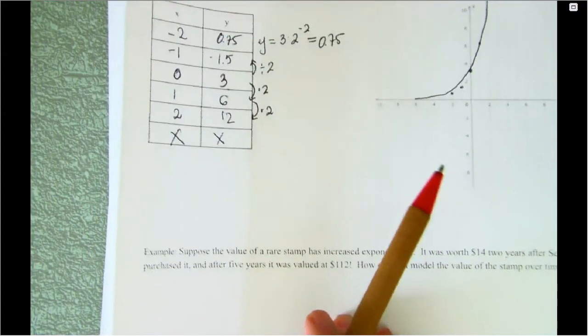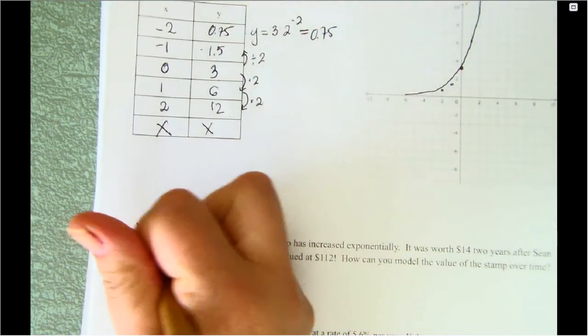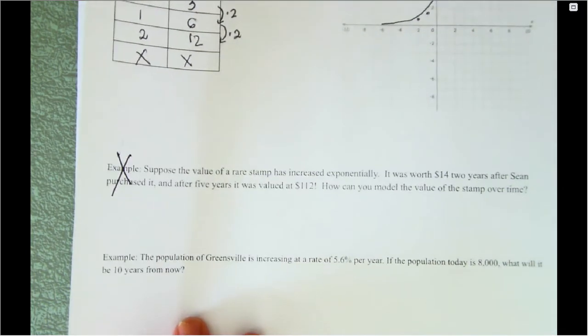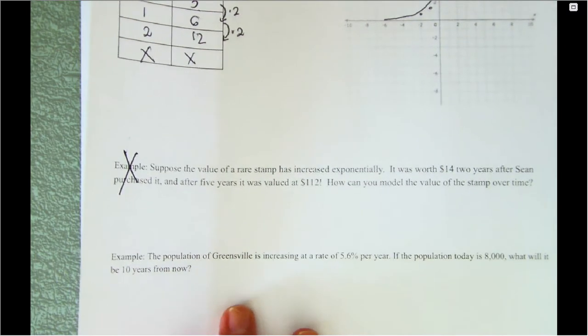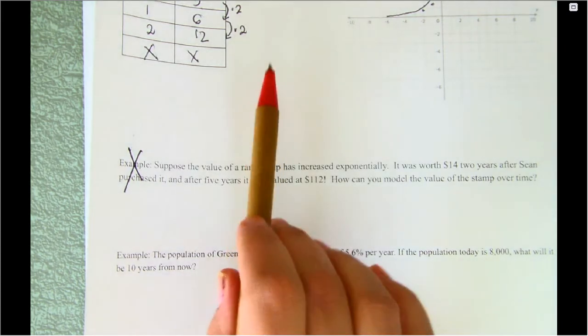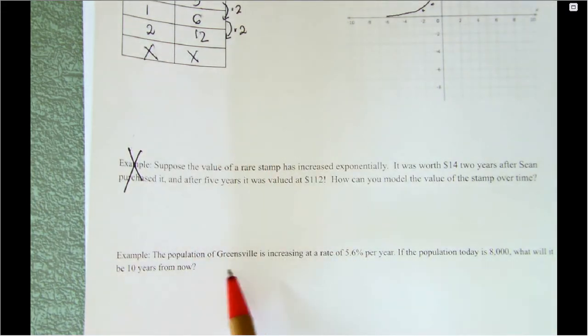Okay, this problem, I don't think we're ready for this problem, and I don't think we need to at this moment, so we can cross it off. The only one we have is this one. So we're going to do a lot of word problems for this unit, for this section, not as many as graphing. So we have a population in Greensville is increasing at the rate 5.6% per year.